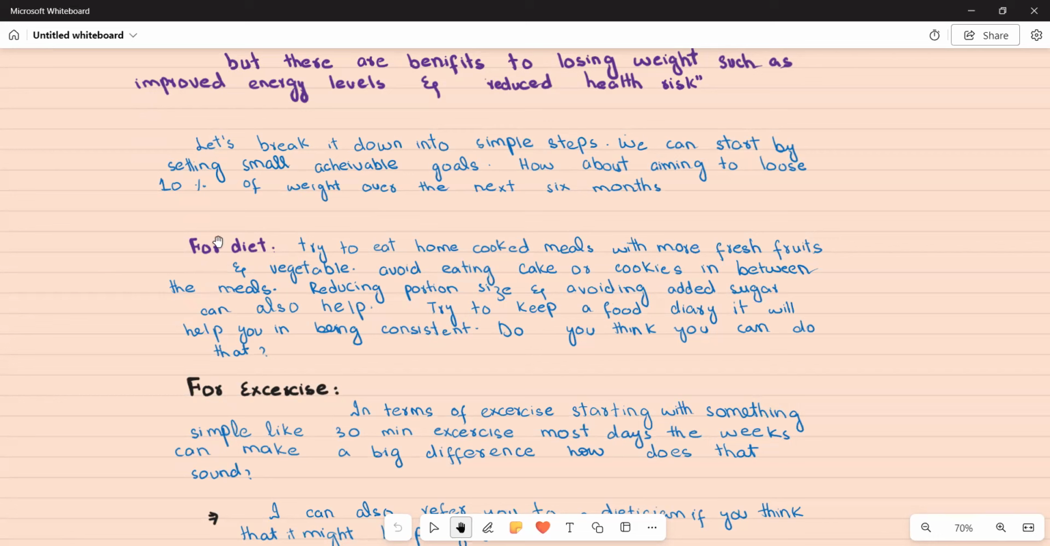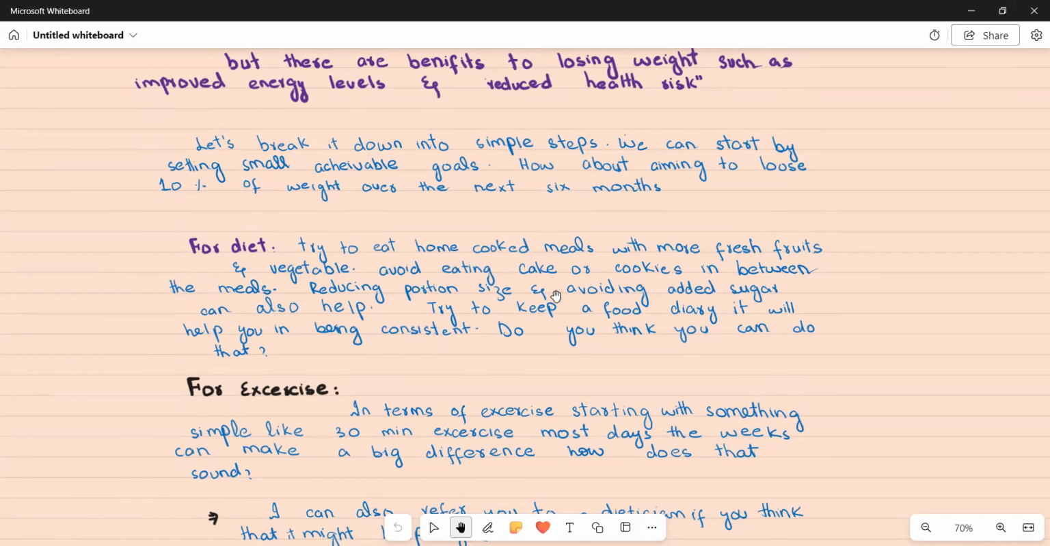Okay. Then for diet, we'll tell them, let's set a goal of losing, for example, 10% of weight over the next 6 months. And then what we are going to do for losing that weight. So we are going to work on your diet and your exercise. For diet, we'll tell them to try to eat home cooked meals with more fresh fruits and vegetables and less than 3 servings of red meat per week. Okay.